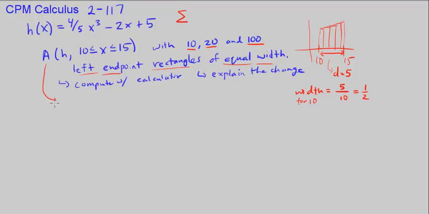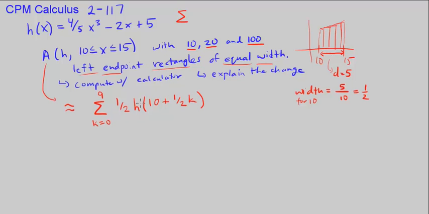The area is approximately, because this is the actual area but we want to approximate, the sum with k equal to 0 up to 9, since 10 minus 1 gives us 9. We multiply the base times the height. The base is the width, 1/2. The height is our function h of x at what? We start at 10, and each time we add 1/2, so h of 10 plus 1/2 k.